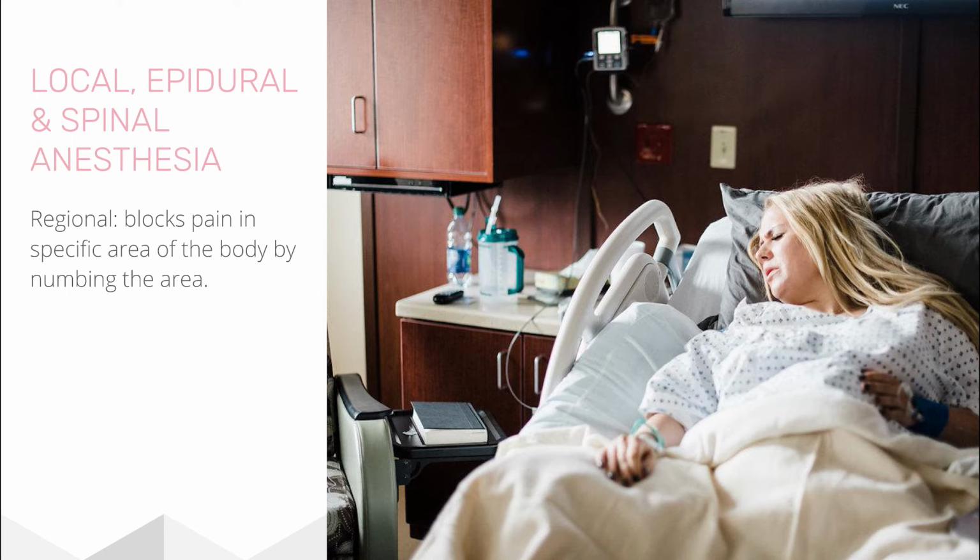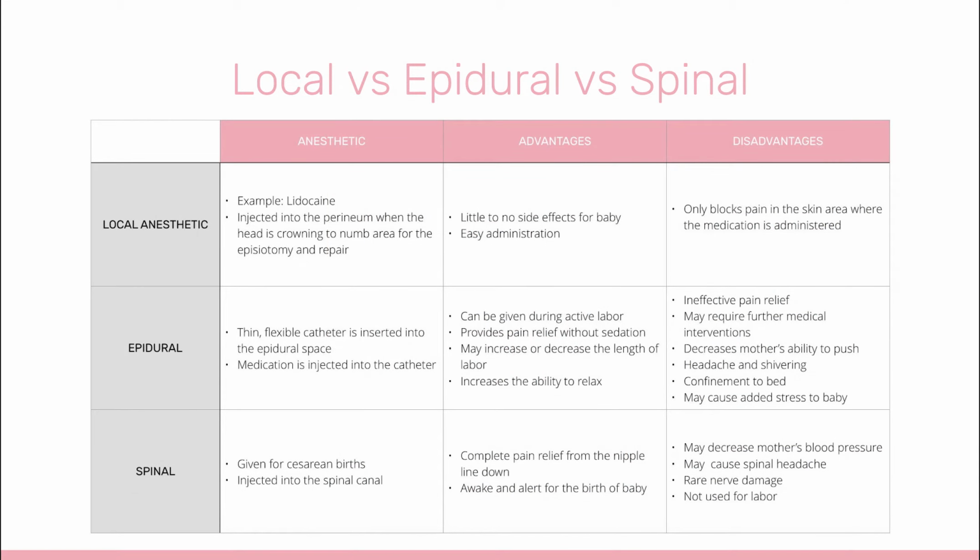Regional medications block pain in a specific area of the body by numbing the area and providing relief. Again, like we said, local, epidural, and spinal anesthetics are known as regional anesthesia. So here we have this awesome chart. Local anesthesia is effective for the repair of tears, lacerations, or episiotomies after birth. It's going to affect only the skin area that is infiltrated, and this anesthesia is often used after natural childbirth if stitches are needed. You probably wouldn't need it if you had an epidural.